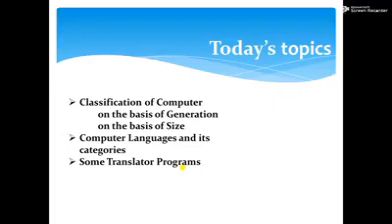Nowadays, computer is being used at different places. It plays a vital role in our life, in working environment, in every field. The volume of work, features, functionality, etc. varies from place to place. So it was required to develop different types of computers. So now I am going to discuss classification of computers on the basis of generation.